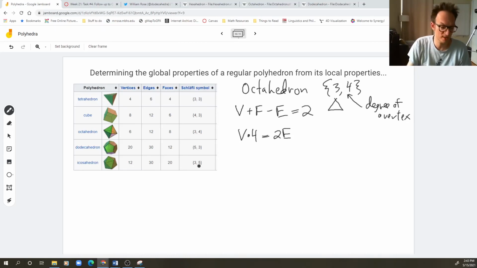Okay, so leaving that alone for a minute, what else? 4V equals... okay, I'll just leave that there. And then what's the other one? The other one is that the octahedron is composed of triangles. So I don't know how many faces there are, but if I take the number of faces and multiply by the number of edges bordering each face, which is 3, because the faces are triangular, then once again I've double counted all the edges.